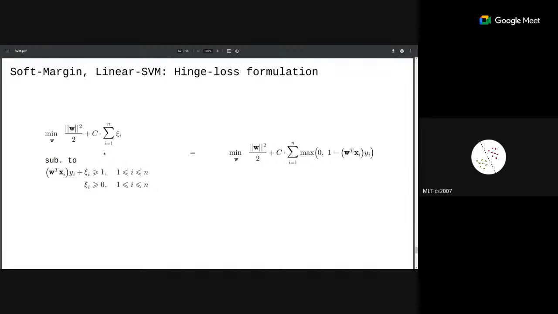This is called the Hinge loss formulation of SVM, because this thing here, the max of whatever you see here, is called the Hinge loss. You will see this Hinge loss in week 12, so you don't need to worry if you don't understand it now. In week 12 lectures, sir will discuss the Hinge loss, but since it's connected to SVMs, I'm discussing it now.